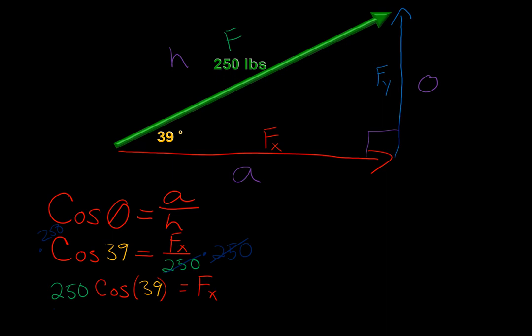Now, if I'm with an Android phone, you can just plug that straight in: 250 cosine 39, and it'll give you the right answer. Apple phones are a little bit backwards. You have to put 39, hit the cosine button, and then times it by 250. Apple's work a little backwards.